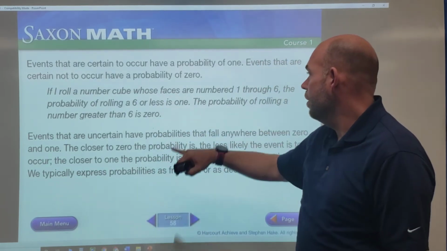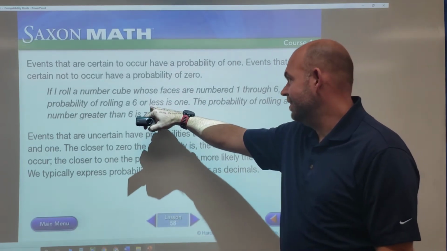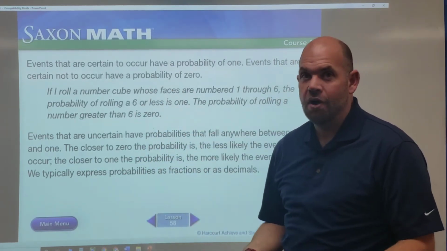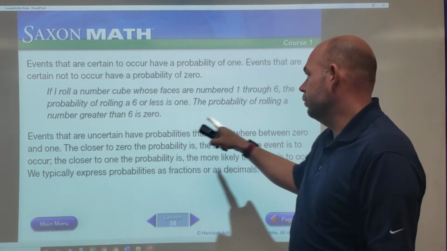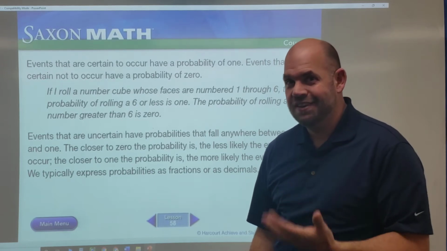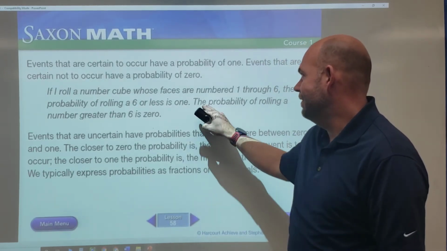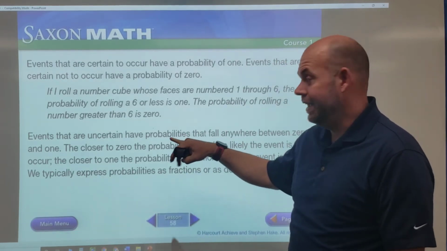So if a number cube has its faces numbered 1 through 6, the probability of rolling a 6 or less is 1, because all the numbers are either 1, 2, 3, 4, 5, or 6. The probability of rolling a number greater than 6 is 0, because there is no number greater than 6 on a number cube, which is, I don't know why they call it a number cube, a dice or a die.